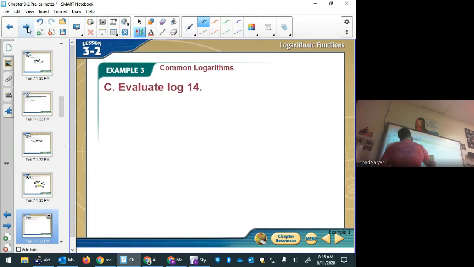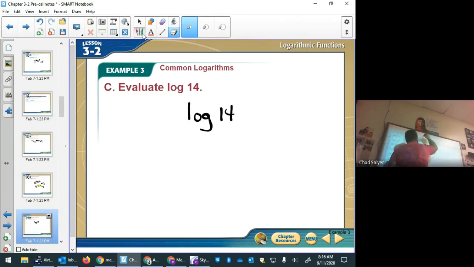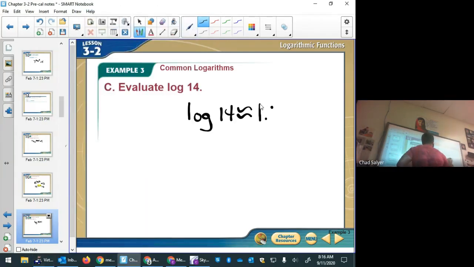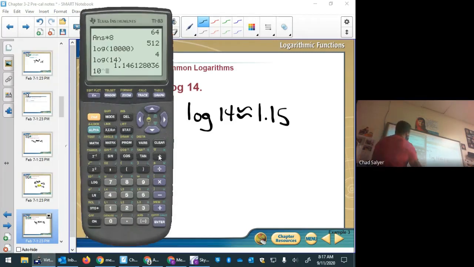Log of 14. Well, now we got a problem. That is not a perfect power of 10. What power do I put on 10 to get 14? There's no exact answer here, so I'm going to have to use the calculator to approximate. And so what I do is log of 14. It's going to be 1 point something, 1.15 to the nearest hundredth. And what's this? If I do 10 to the 1 point, and I'll use several decimals here so it'll be close.